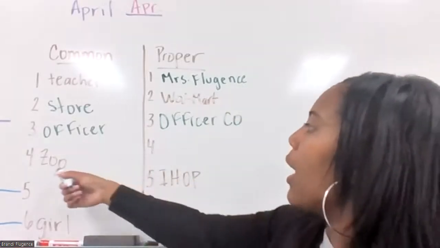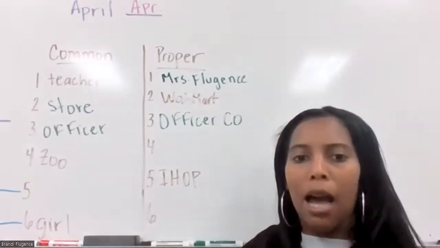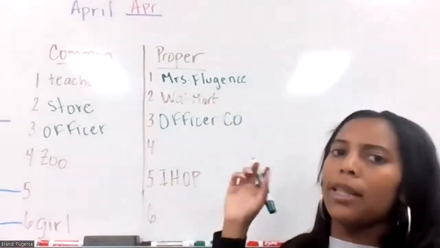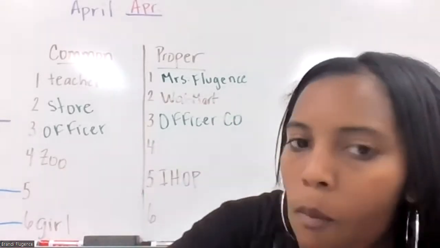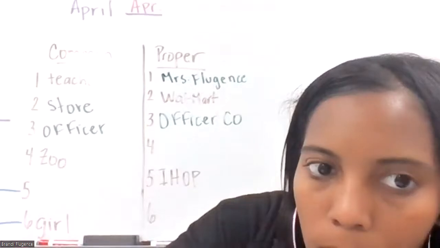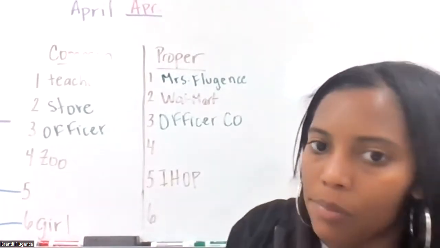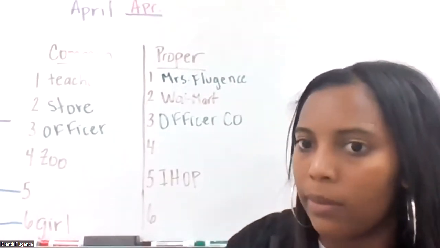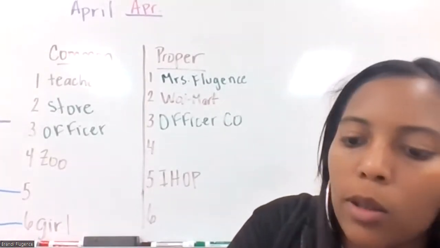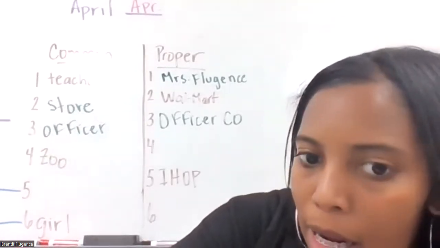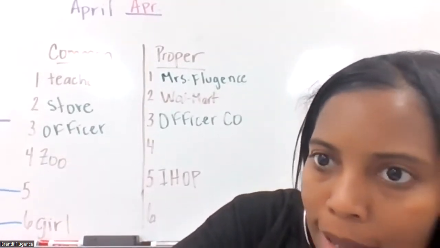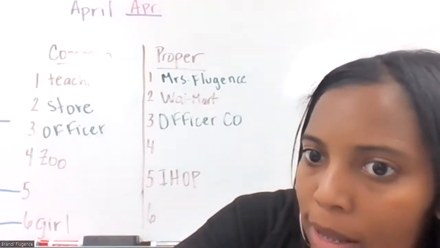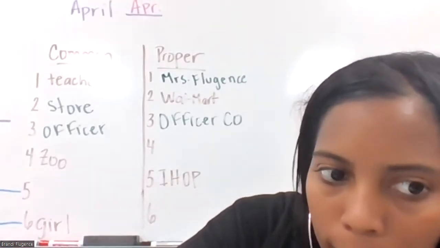Okay, 4, we have zoo. That's a common noun. Zoo. There are so many zoos. Well, let's take zoo, common, and turn it into proper. Okay, Joshua? Proper noun of zoo. So that means you're given the special name of a zoo. Common means any zoo can have that name. Proper noun is the special name, like giving the zoo its actual name.